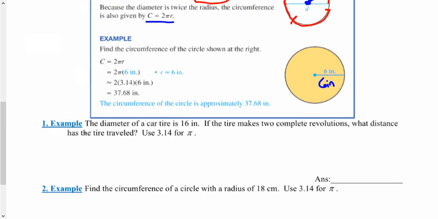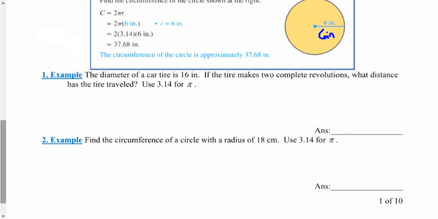Now, the diameter of a car tire is 16 inches. So I think that's a pretty small car tire. But, you know, maybe it's a small car. So notice they give us the diameter. Just a minute ago, I worked this problem off camera, and I actually didn't notice that it said diameter, and I counted it as a radius, and I got the wrong answer, and I was like, what's going on? Well, it's because I didn't read it carefully. The diameter is 16 inches.